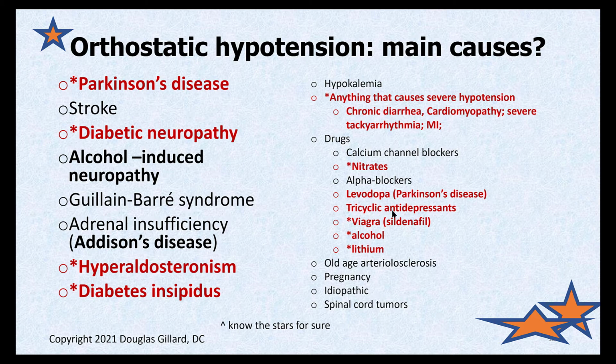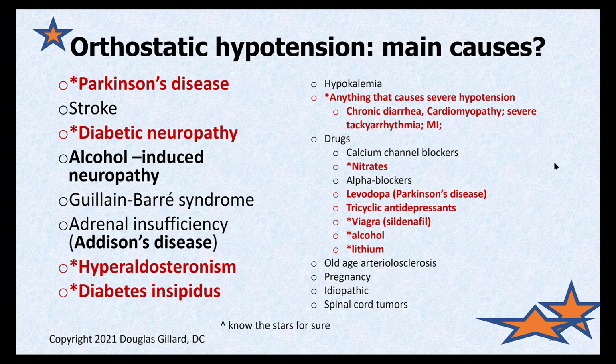Tricyclic antidepressants, some docs prescribe those still for chronic sciatica. You'll see those. Sildenafil or Viagra can also do that. Alcohol, lithium for bipolar and other psychological disorders can do the trick as well. So there's a lot of causes. Sometimes it's just best to try to figure them out. Anything that causes hypotension could cause orthostatic hypotension, and anything that damages especially sympathetic nerves can cause orthostatic hypotension.